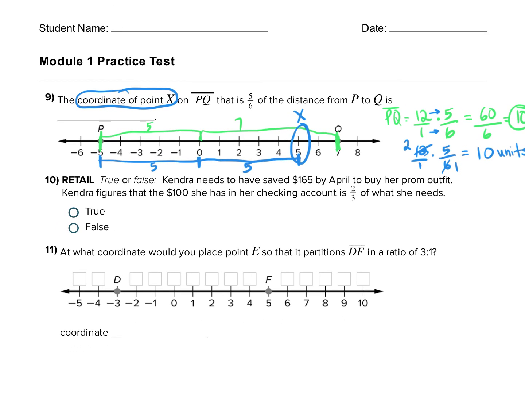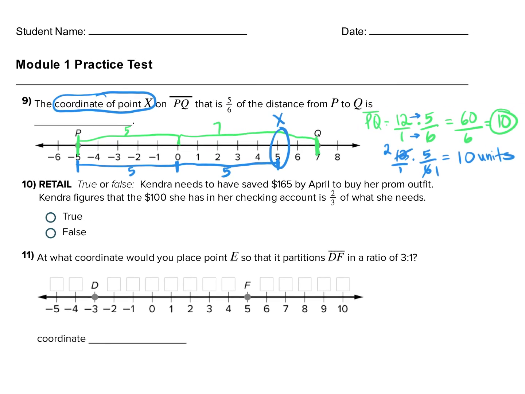So when we're finding a portion of a total distance, take that total length, which is in green, which we found out was 12. Then multiply it times the fraction to find out how many units of the total length represent the coordinate. And then that's where we have to count 10 units from point P. And so our final answer is coordinate 5. That's where X would go.